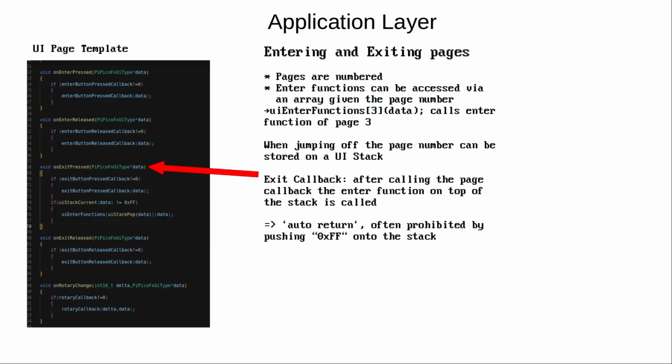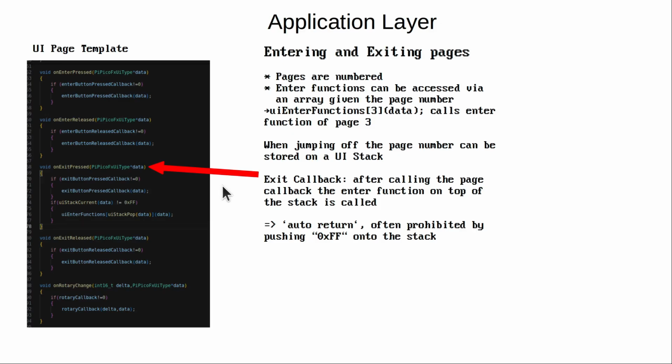One functionality the UI controller provides, besides effectively handling null pointer exceptions, is a mechanism to automatically go back to the page visited previously when pressing exit. This relies on the following. Each page is numbered starting from 0.